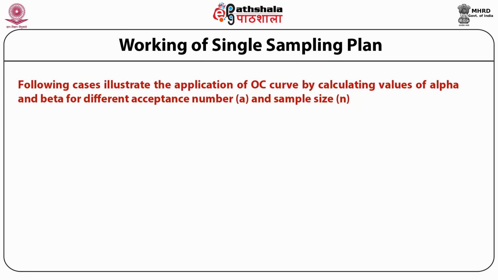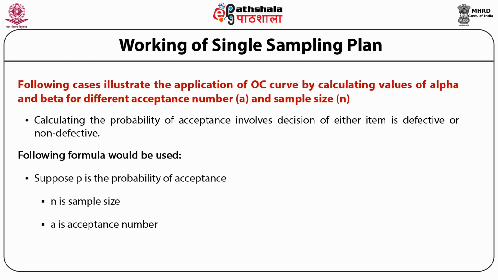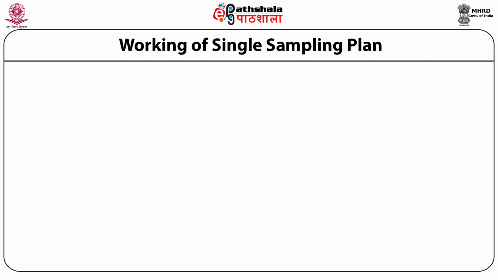The following cases illustrate the application of the OC curve by calculating values of alpha and beta for different acceptance number A and sample size n. Calculating the probability of acceptance involves deciding whether an item is defective or non-defective. Thus, the binomial probability distribution is followed in the calculation procedures. The following formula would be used. Suppose P is the probability of acceptance, N is the sample size, A is the acceptance number. Then use the formula. Case 1.